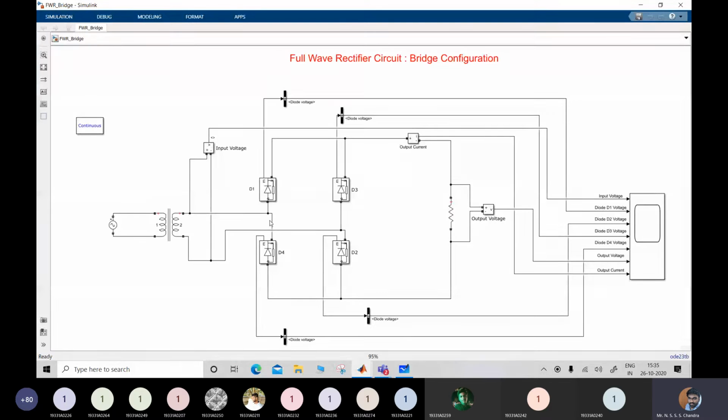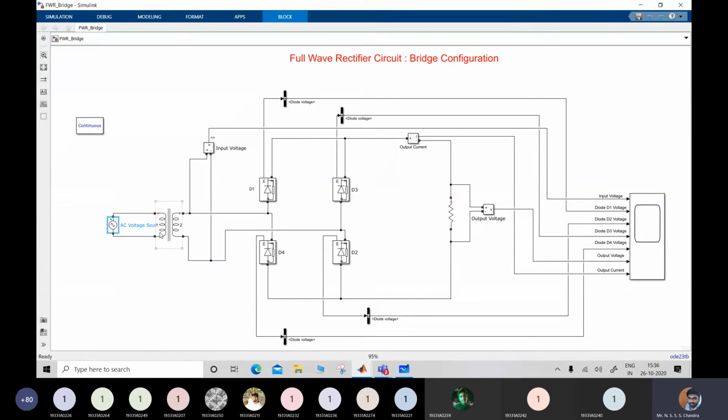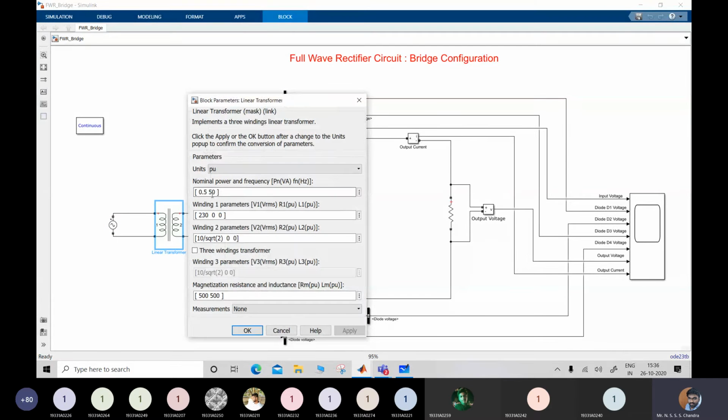Okay, so like earlier, I have considered the 230 volts voltage source. So can you see this circuit diagram, the simulation diagram? I'm taking the peak value of 230 into square root 2, because 230 is the RMS value. And then the transformer values, again do not forget about the nominal powers and frequencies. Just check the winding parameters. Winding 1 is 230 RMS, winding 2 is 10 by square root 2. Again I have unticked the 3 winding transformers. I have taken the R1, L1, R2, L2 values as 0 only.